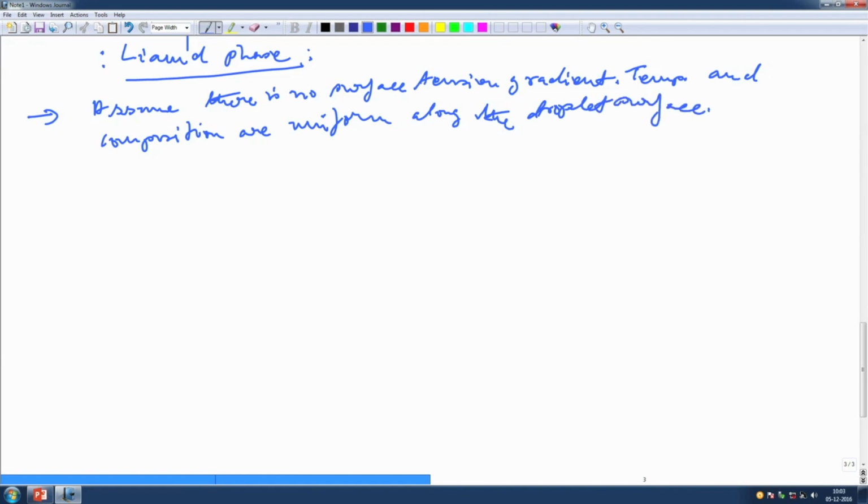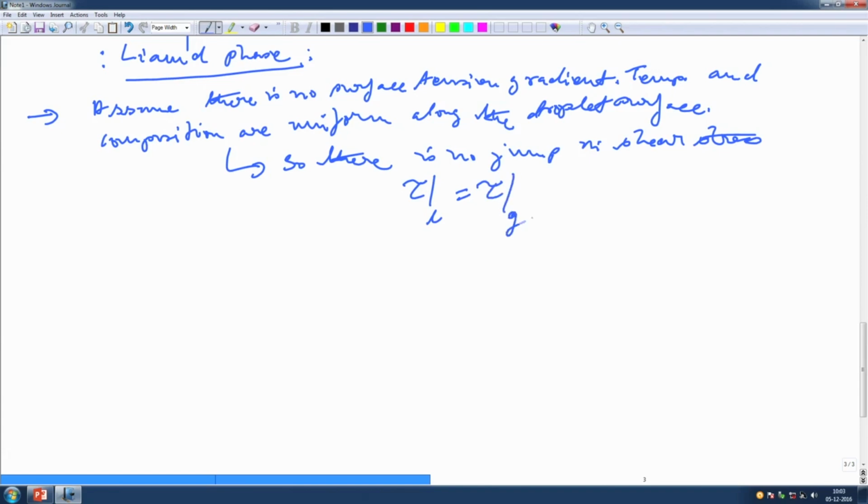Got it. So, there is no jump in shear stress across the interface. Okay, that is what we mean. And so, the shear stress is basically continuous. So, whatever shear that you write coming from the liquid phase will be the same as the shear that you have from the gas phase across the interface. That is going to be valid regardless.